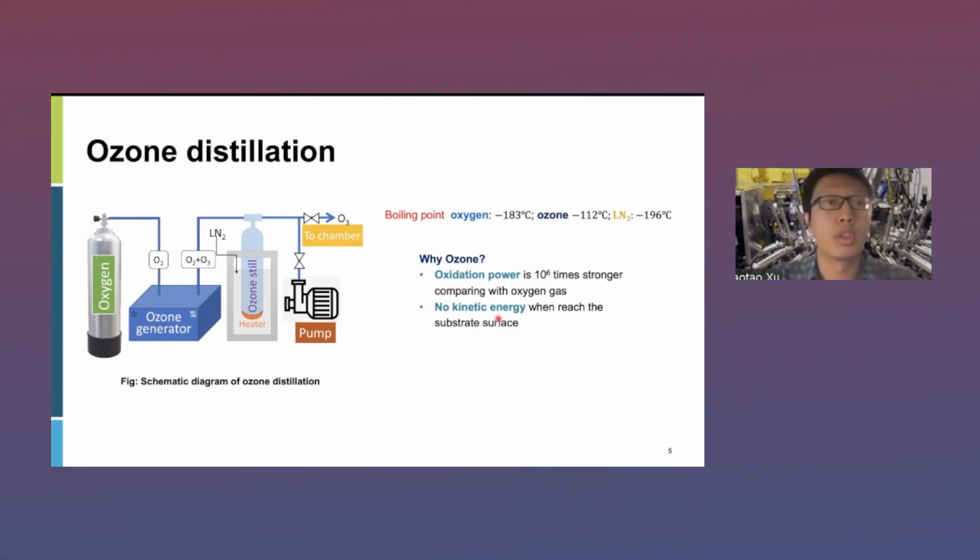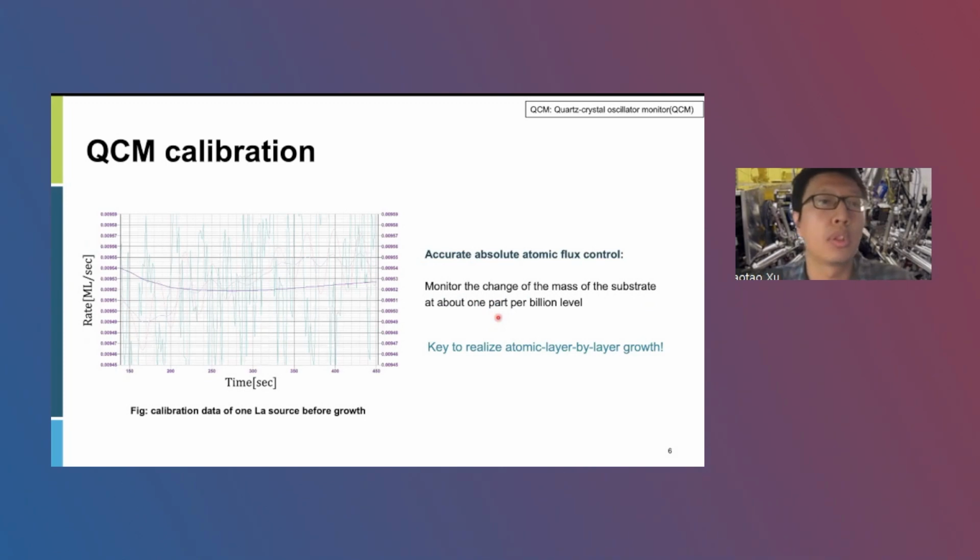Another important tool is the QCM, quartz crystal monitor. We perform the QCM calibration for each beam flux every time before we grow. Our QCM has an accuracy of better than 0.0001 layers per second, which is the key to realizing atomic layer-by-layer growth. So now we have the system ready. It's time to talk about the growth.